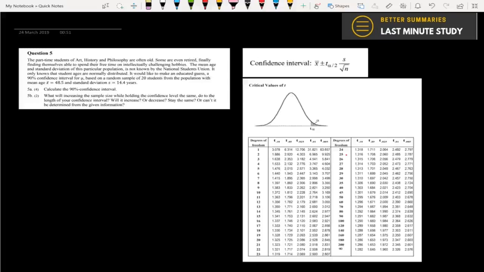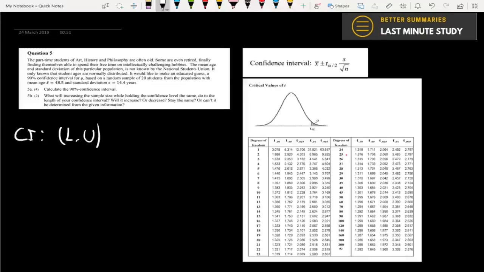Now, they gave us some sample parameters. No population parameters are known. And they want us to calculate a 90% confidence interval. Well, let's do a quick recap. What's the confidence interval? We have a lower limit L and an upper limit U. That's what it stands for.